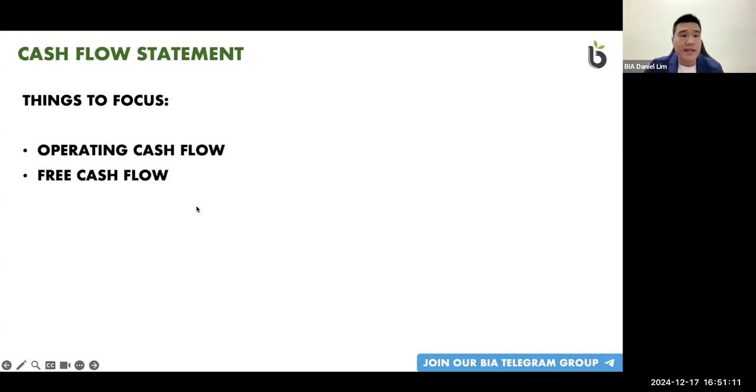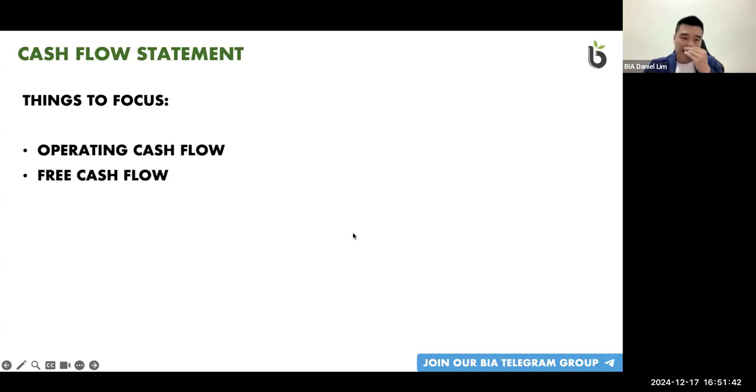Let me repeat in case some of you don't know what free cash flow is. Free cash flow is when you take operating cash flow minus their capital expenditure. And what is capital expenditure? Capital expenditure is all the necessary expenses needed to maintain the business or grow the business. This is what we call capex. After you minus it, whatever is left is free cash flow. And I want to see free cash flow. If there's free cash flow, I'm okay with it already.